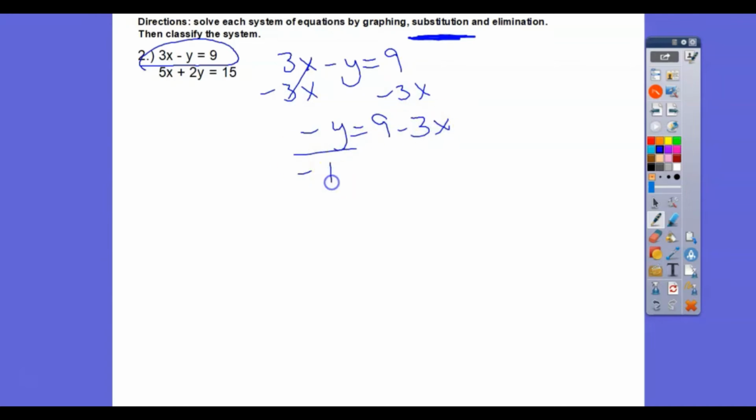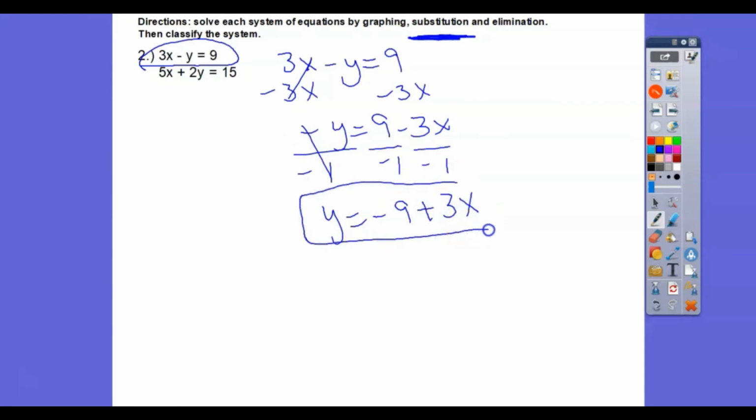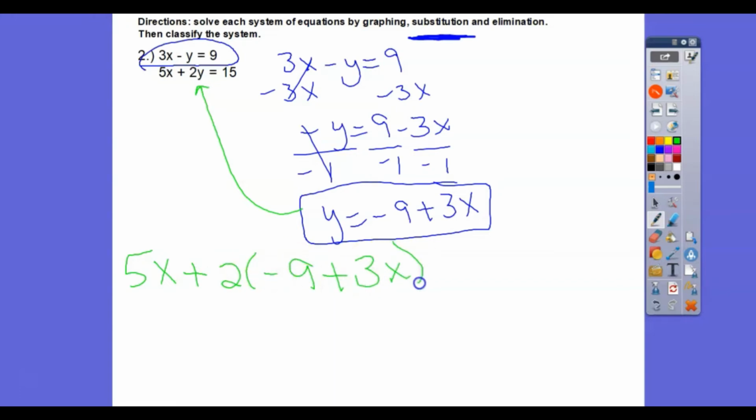But you have to divide everything by -1 because you have to get the y completely by itself. So y equals -9 plus 3x. Remember, negative divided by a negative is a positive. So I use the top equation to get the y by itself. And now what I'm going to do is substitute it into the other equation. So I go 5x plus 2 times -9 plus 3x is equal to 15.